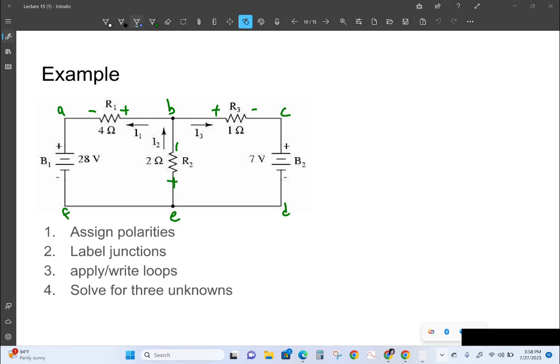According to this, I2 goes into this junction right here, which I've called B, and it splits up into I1 and I3. So I2 equals I1 plus I3.